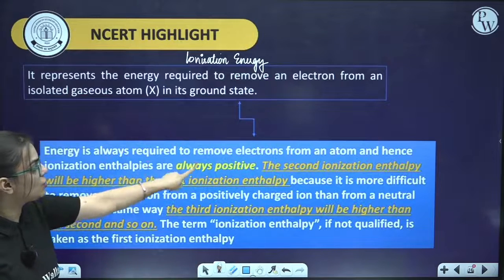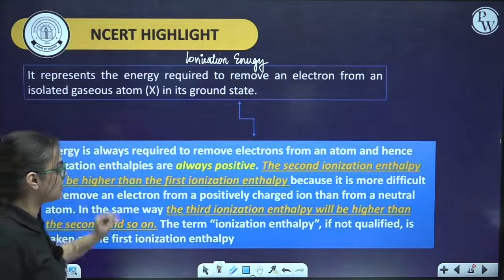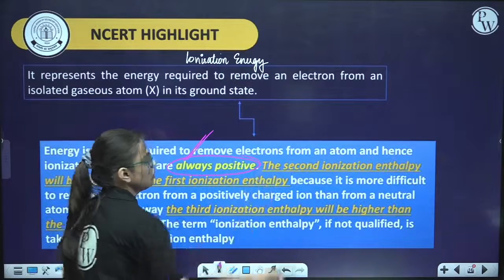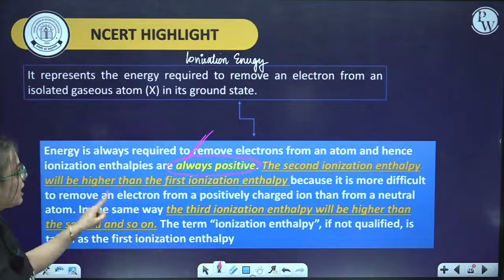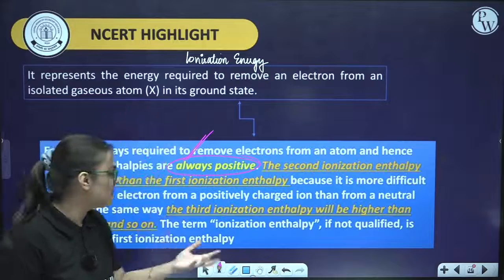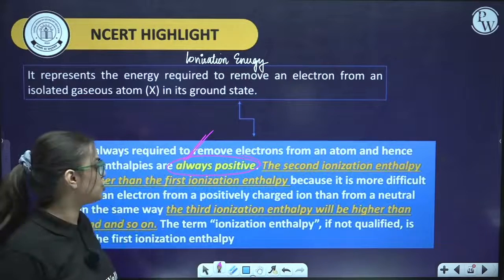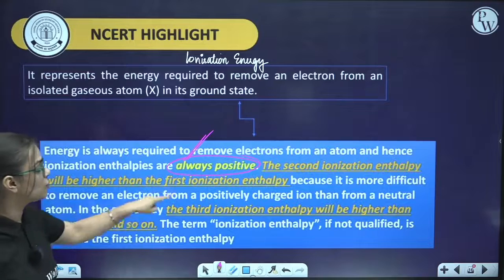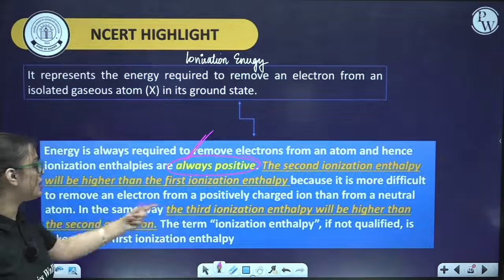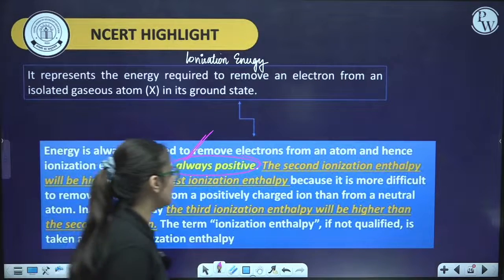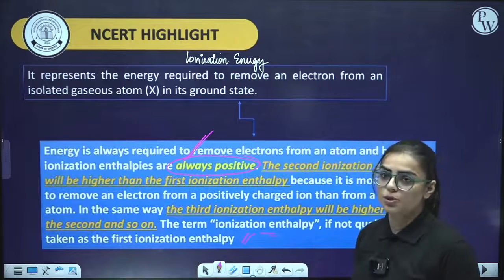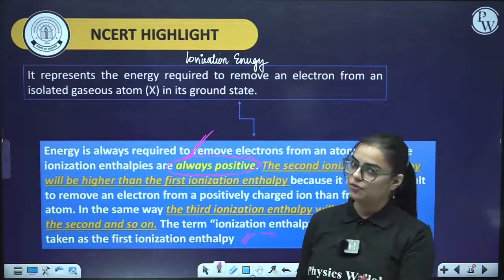Energy is always required to remove an electron from an atom, and hence ionization energy is always positive. This is a very important thing that you should know. Next, the second ionization energy will be higher than the first one. I already told you. The third will be even higher, because the force of attraction becomes stronger. It is more difficult to remove an electron from a positively charged species than from a neutral one. Similarly, the third ionization energy will be higher than the second one. The term ionization enthalpy is not qualified; it is taken as the first ionization enthalpy. So you always say first ionization enthalpy, that means the first electron is being removed.